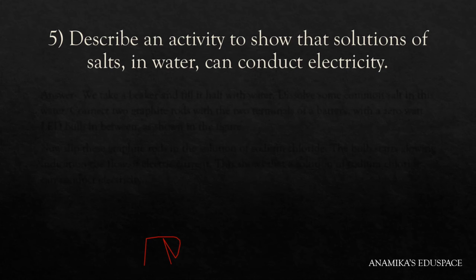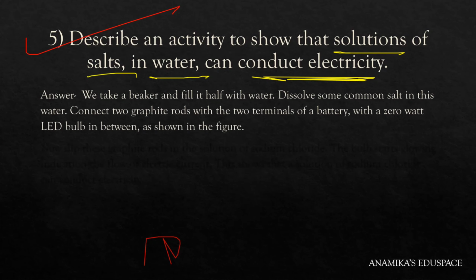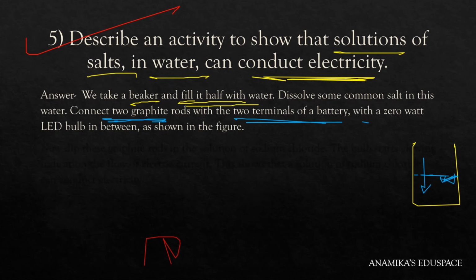Question number 5. Describe an activity to show that solutions of salt and water can conduct electricity. Answer. We have to take a beaker and fill it half with water. So suppose I have taken a beaker and filled it half with water. Then I have dissolved some common salt into it. And I have to connect two graphite rods with the two terminals of the battery with a 0 watt LED bulb in between them, as shown in the figure.